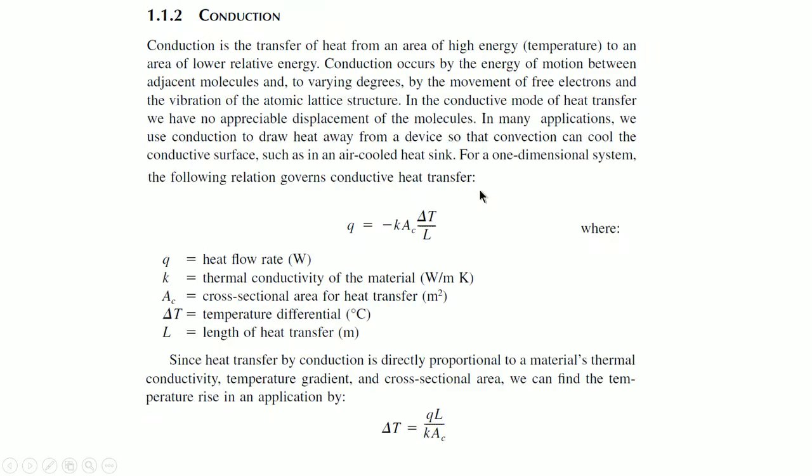For a one dimensional system, the following relation governs conductive heat transfer, which I have already told you about. Heat flow rate in watts is proportional to temperature divided by all these things. And I will get back to this minus K later on. Cross sectional area of heat transfer, temperature differential, length of heat transfer. Since heat transfer by conduction is proportional to a material's thermal conductivity, temperature gradient, and cross sectional area, we can find the temperature rise in an application by this.